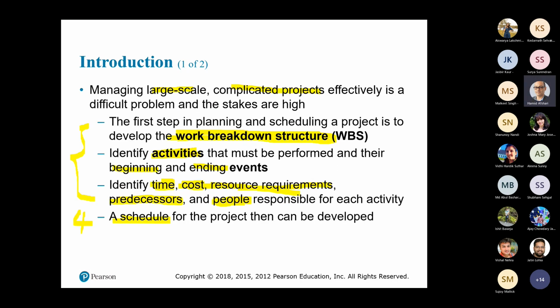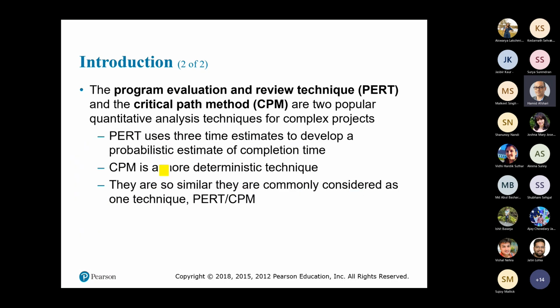After we understand what the steps are that we need to do in project management, it's time to learn some techniques. One of those techniques is the program evaluation and review technique, which is summarized as PERT. So program evaluation and review technique. There is a second technique called critical path method, or CPM. So these two techniques are two popular and commonly used methods in large and complex projects. Let's review more details about them.